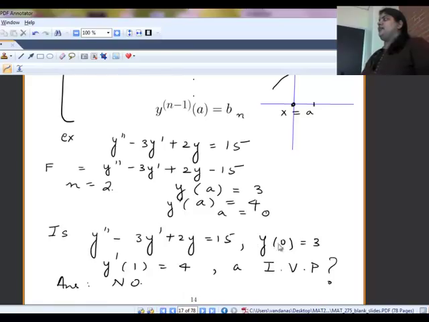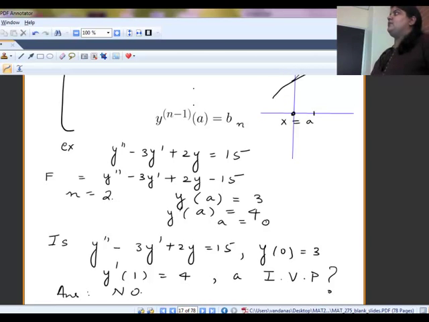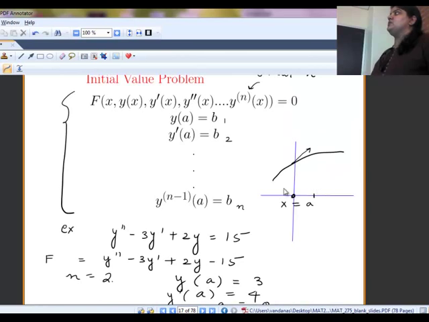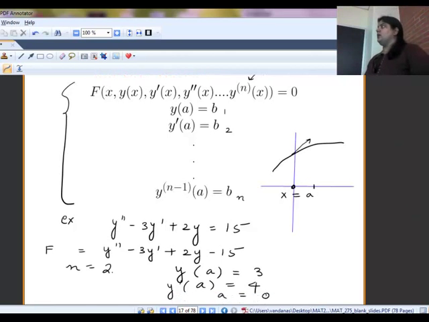And if I say y at 0 is 3 and y at 1 is 4, that is also a boundary value problem. Okay, so initial value problem is at the initial point. For example, if you have a heat equation or some equation which is specifying the heat flow, at that point you are specifying exactly right now the temperature of the water, exactly at this point. And then how will it change further? So this is an initial value problem.